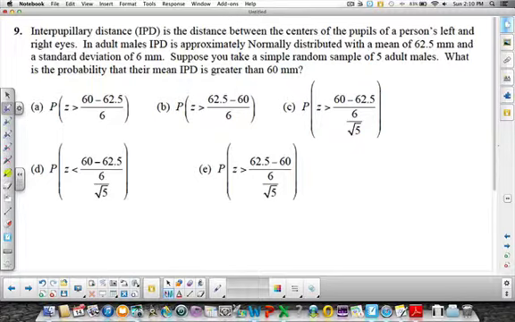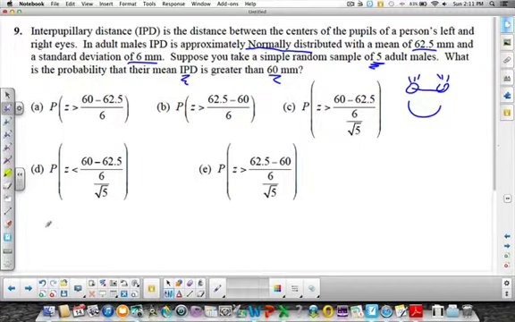In number 9, interpupillary distance, IPD, is the distance between the center of the pupils of a person's left and right eyes. So, here are your eyeballs, and we're just measuring that distance. That's your IPD. In adult males, it's approximately normally distributed with a mean of 62.5 and a standard deviation of 6. If you take a simple random sample of 5 adult males, what's the probability that their IPD is greater than 60?